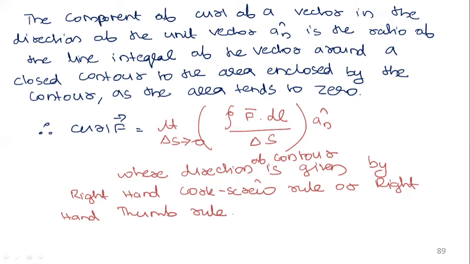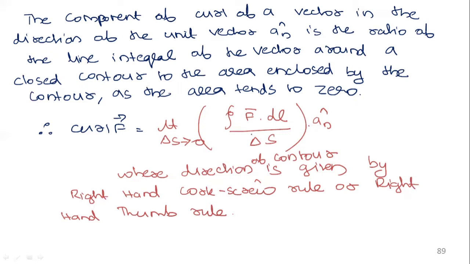So when you're asked about the physical interpretation, you should write what we have seen in the last slide, as well as these things. The component of curl of a vector in the direction of the unit vector an, that is, an is a normal vector, is the ratio of the line integral of the vector around a closed contour to the area enclosed by the contour as the area tends to 0. Curl F is equal to limit delta s tending to 0 of the integral F dot dl by delta s along the direction n.